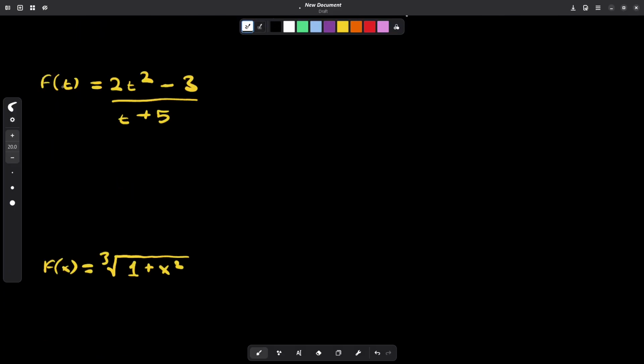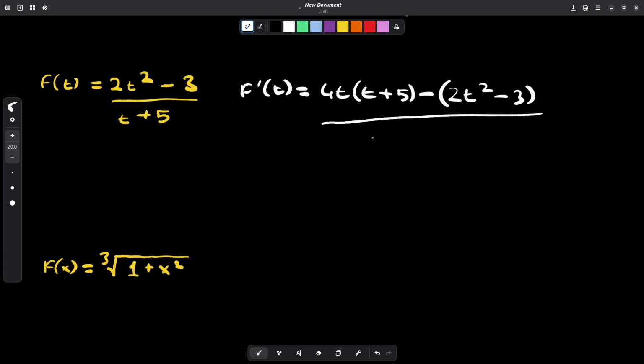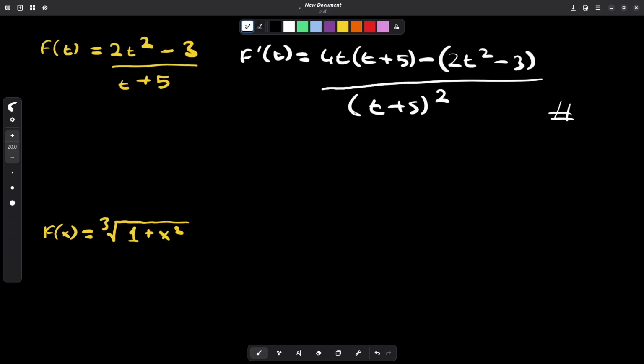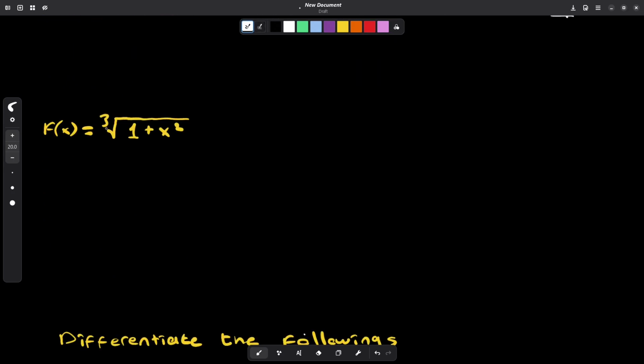f(t) is given to us. This time we are differentiating with respect to t, not x. f derivative t, division of two terms: differentiate the numerator, which is 4t, multiplied with the denominator, t plus 5, subtract the derivative of the denominator, which is 1. So I will write the numerator. This is over t plus 5 squared. You can do some algebra again, but I'm going to leave it like this because that's not the point of this video.